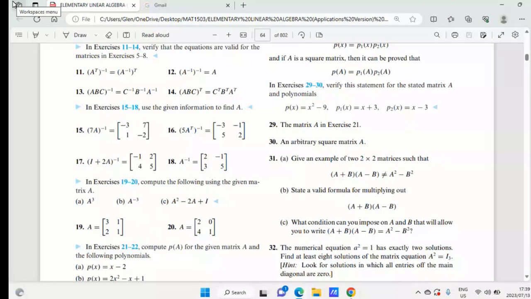Okay, Lerato, please continue. We are listening. We have I plus 2A equals the inverse. That's where we found the inverse. Yes. So we move the I.